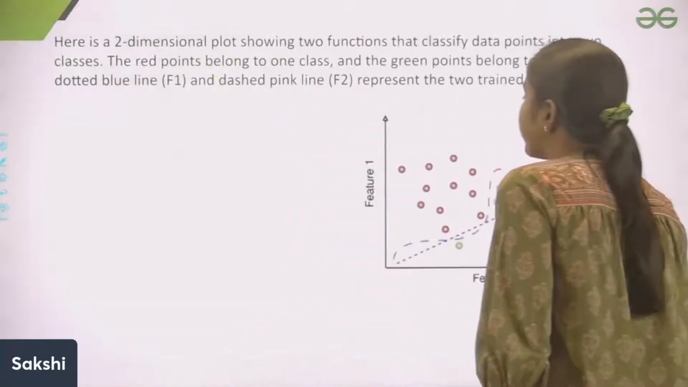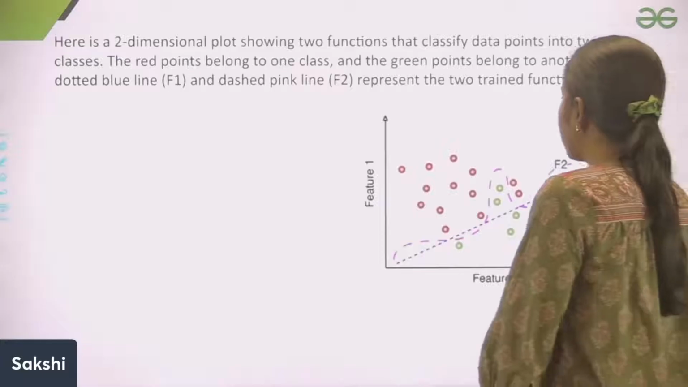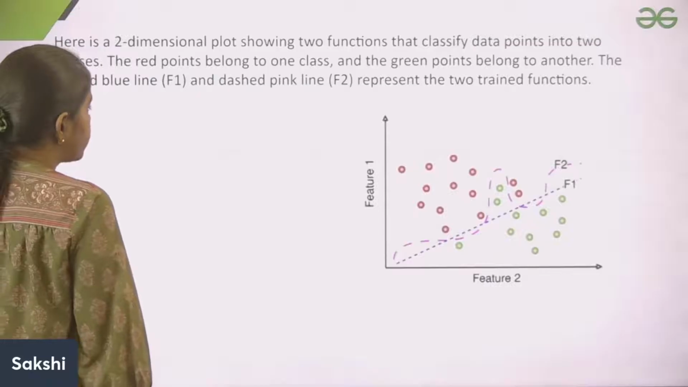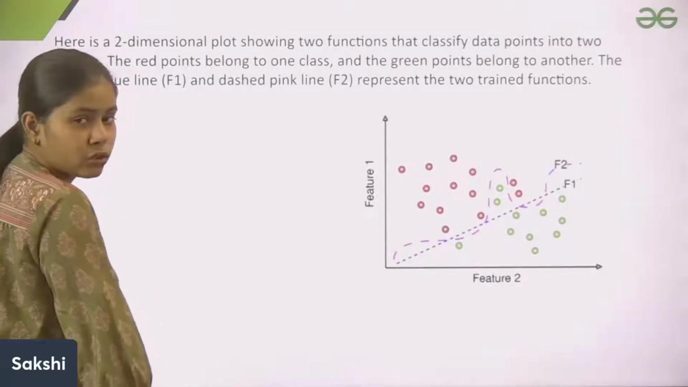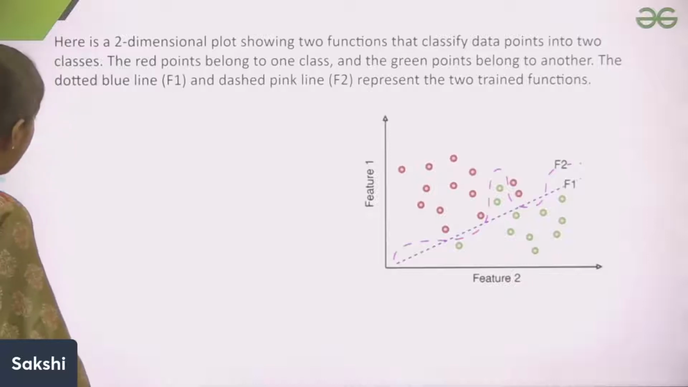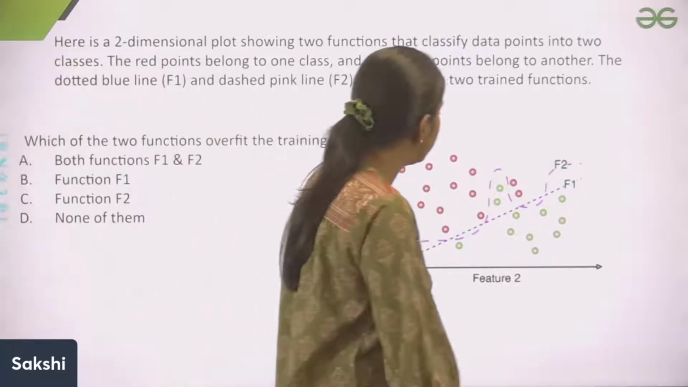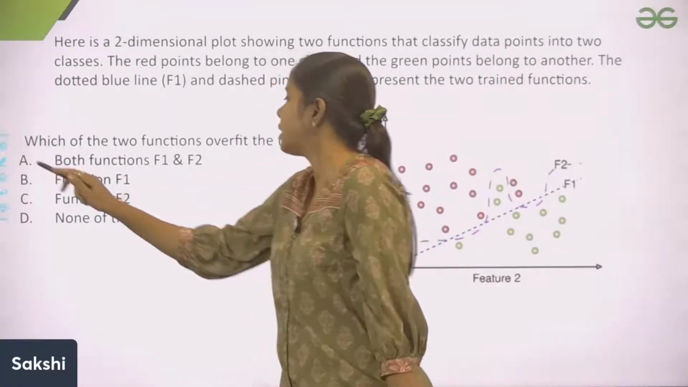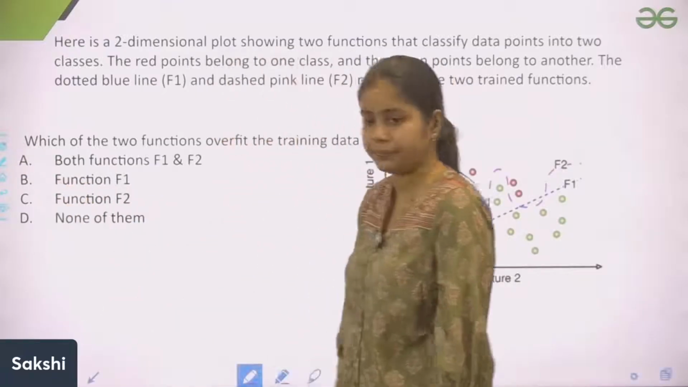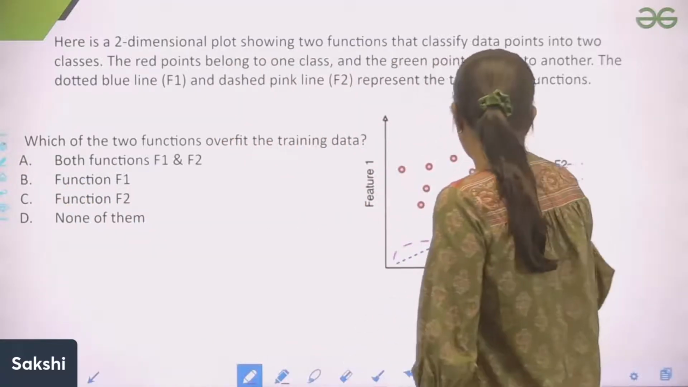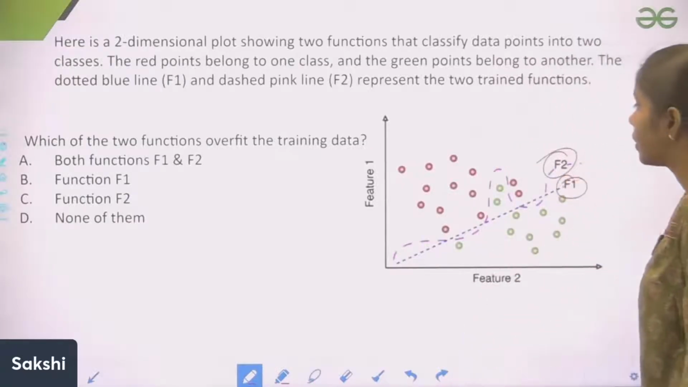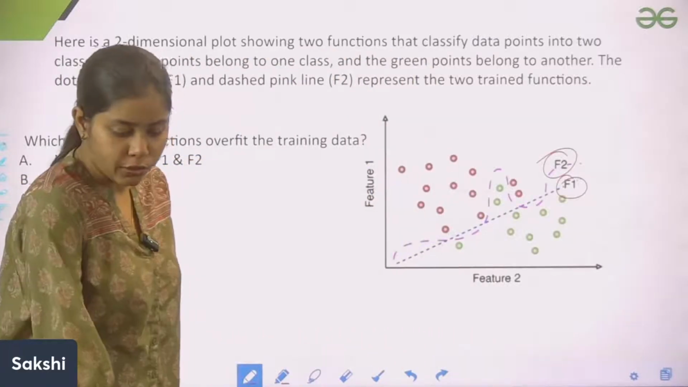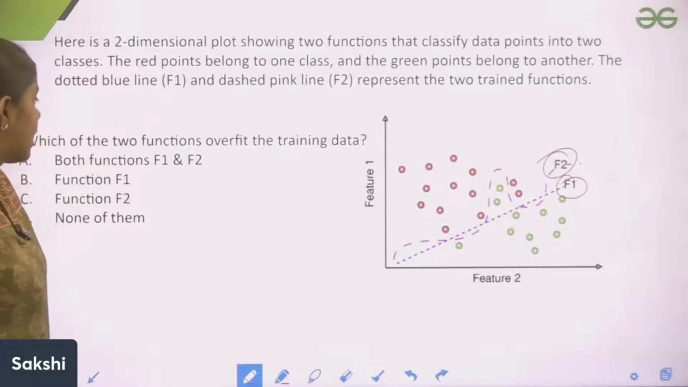Okay. So guys, this is a question. It says that here is a two-dimensional plot showing two functions that classify data points into two classes. Red points belong to one class and green points belong to another, right? The dotted blue line F1 and dashed pink line F2 represent two trained functions. So F1 is one function and F2 is another function. Now they are asking which of the two functions overfit the training data. Just tell me guys, which of the two functions would overfit the training data out of F1 and F2?